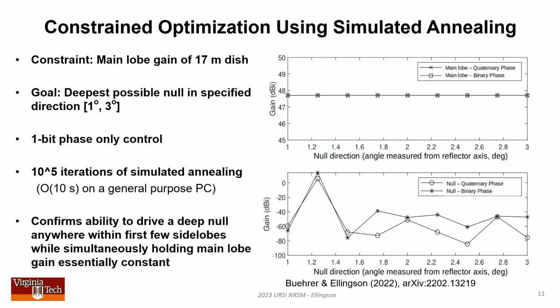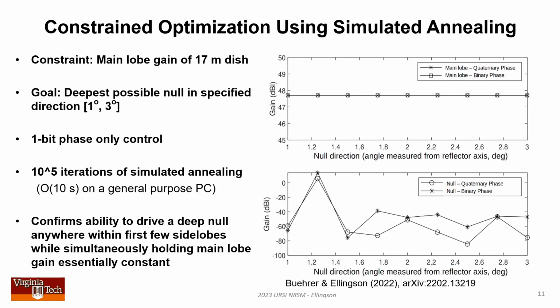With a slightly more sophisticated version of the element state setting algorithm, you can implement a constrained optimization, with the constraint here being the main lobe gain, and the optimization being the null depth. Since this system involves a very large number of elements, there are a large number of degrees of freedom relative to the number of goals and constraints, so the performance can be very good. For example, the plot on the upper right shows the main lobe gain as a function of null direction, as the null is swept across the first few side lobes. Note that there's no discernible change in main lobe gain, at least not on this 5 dB scale.